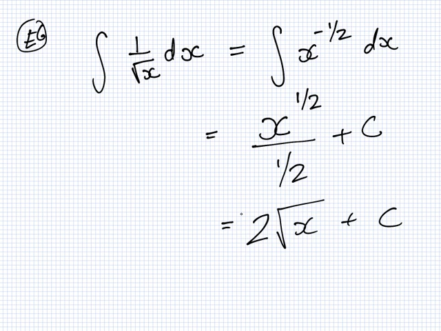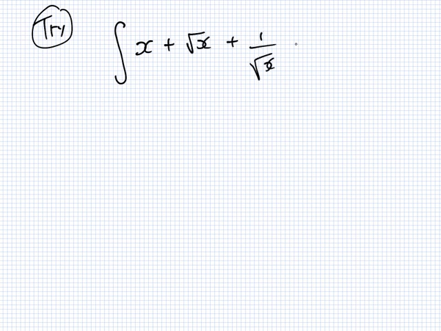Right, I'll give you one to try now. Write this one down. Okay, try this one now. Let's say, how hard do I want to make this? Make it a little hard. Integrate x plus root x plus 1 over root x plus 1 over x, dx. Okay, integrate that.